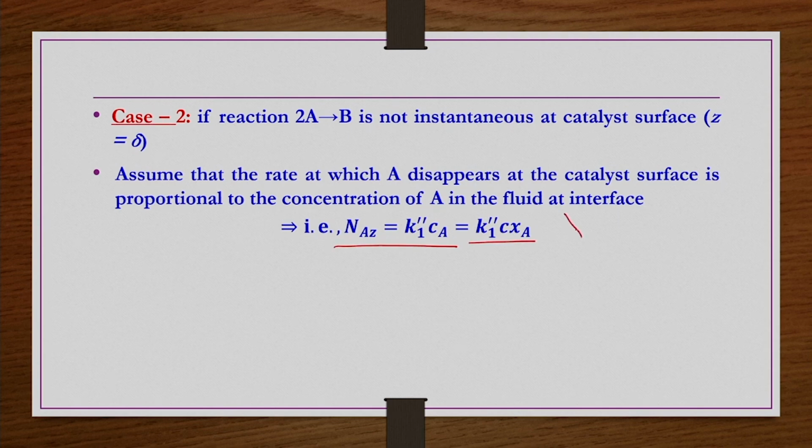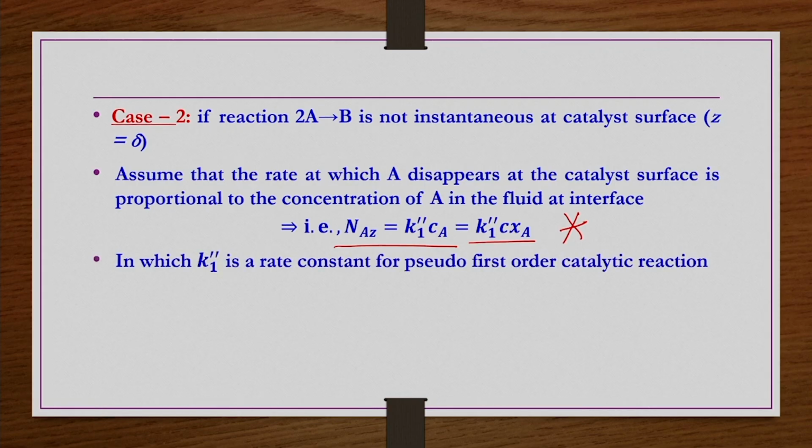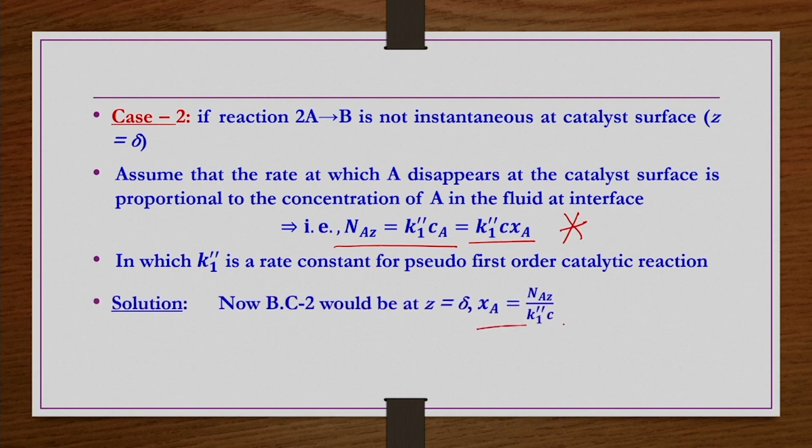This is one of the boundary conditions that we have seen in the first lecture on mass transfer, right. Here K1 double prime is the rate constant for the pseudo first order catalytic reaction. Now from this equation, what do we get? This equation is actually valid at Z equals delta. At Z equals delta, NAZ is equal to K1 double prime C Xa, that means Xa is equal to NAZ divided by K1 double prime C. This is the boundary condition.